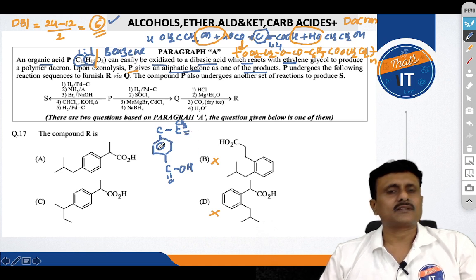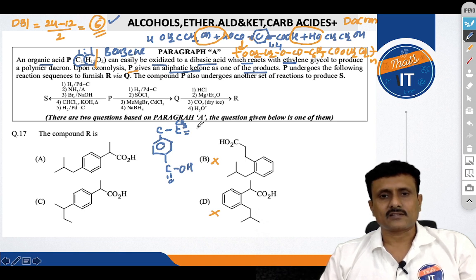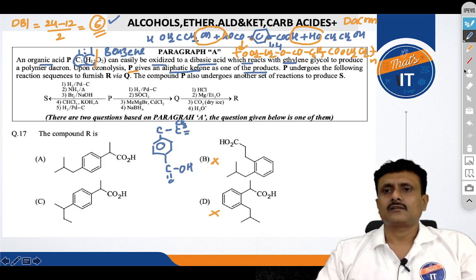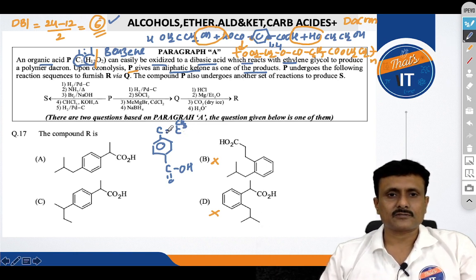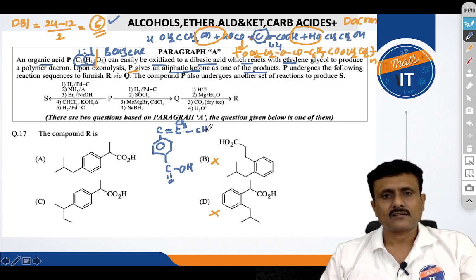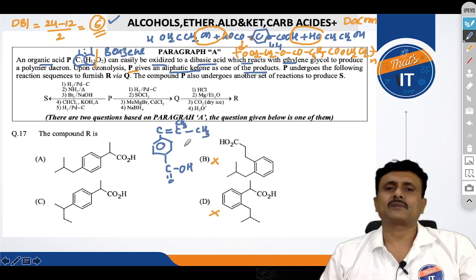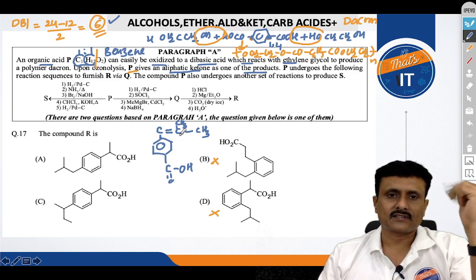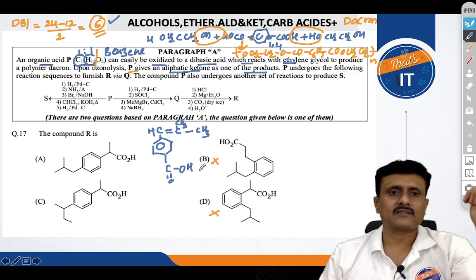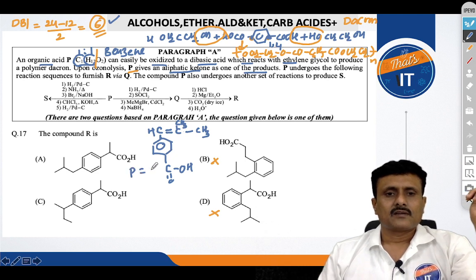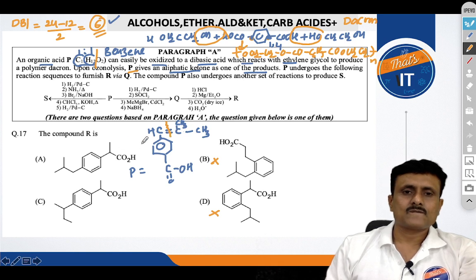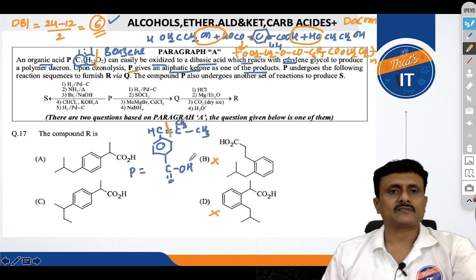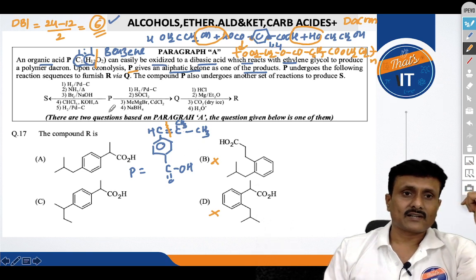So 4 degrees of unsaturation is covered in the benzene, 3 pi bonds, 1 ring, 4, 5, and there should be 1 degree of unsaturation in the side chain. So that I am keeping it here, and also it should give rise to an aliphatic ketone. The minimum number of carbons required for the aliphatic ketone is 3. So I will presume that this is your compound P. When I do the ozonolysis analysis over here, I will be getting acetone, CH3, C double bond O, CH3. So this is satisfying my needs, and you have to write the sequence of the reaction.